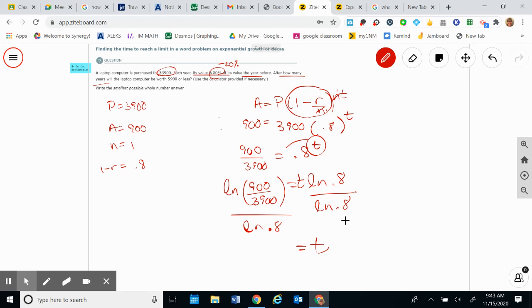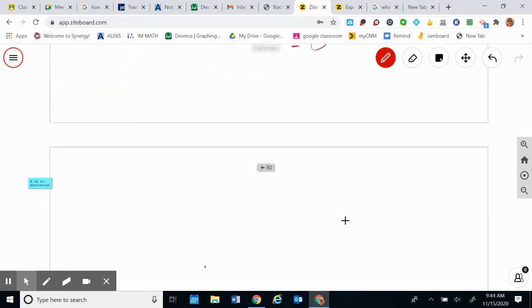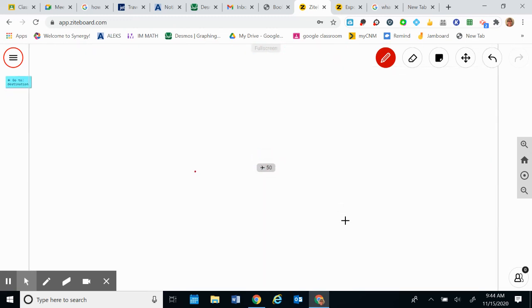And then you would plug that into your calculator and solve. I don't think I need to wait for you to do that. And I think that's it.